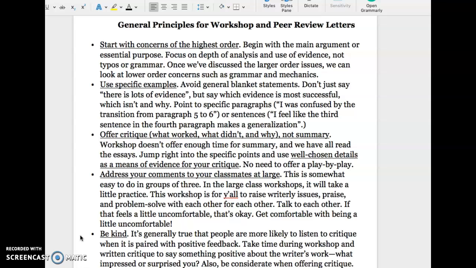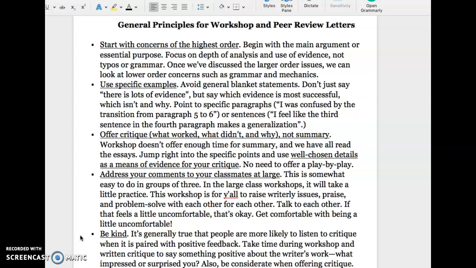When you're giving feedback, it really is a good idea to start with the biggest picture concerns. So there's no point in quibbling about commas or grammar or punctuation if an entire paragraph of the essay needs to be completely redone, or if the entire essay needs to be restructured. So start with the big picture stuff, the stuff that matters the most.